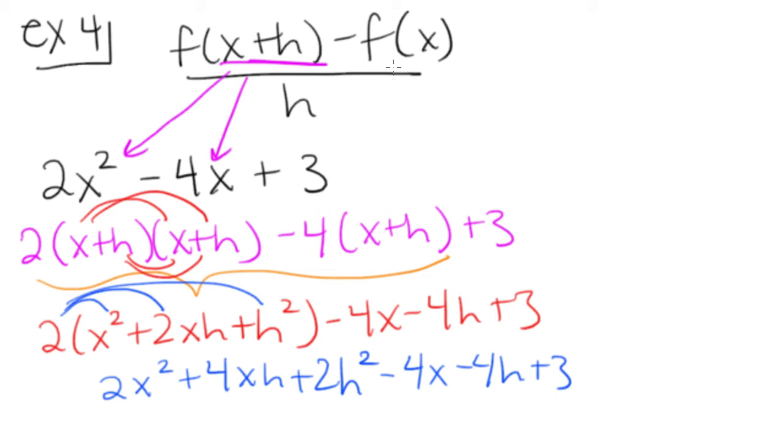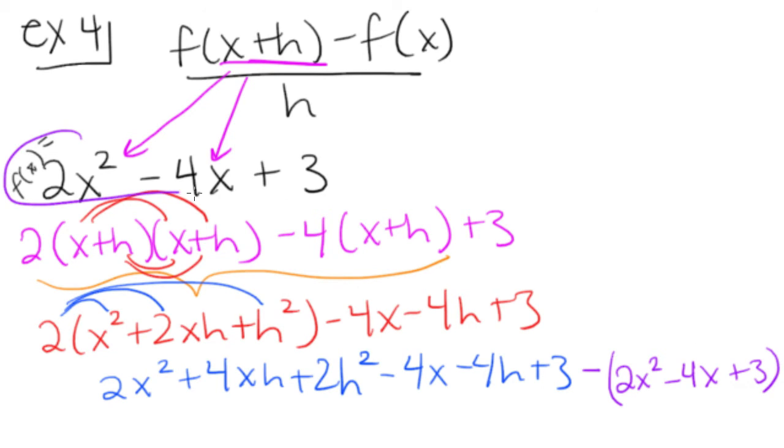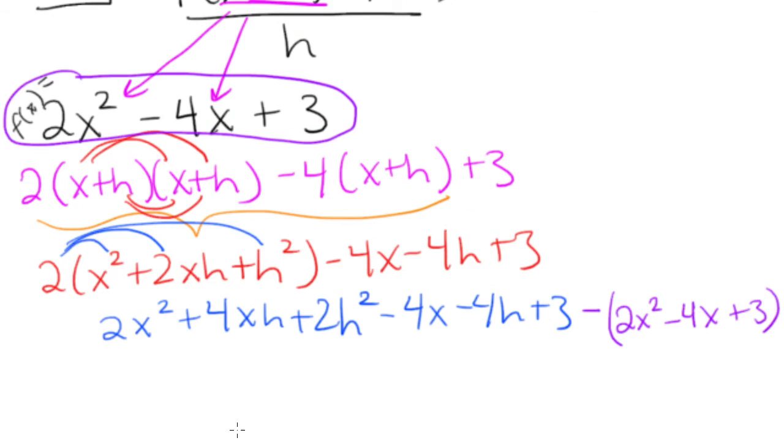Now we're going to subtract f of x from that, and we're given that this is f of x. Actually, I did not write f of x equals right there, but I should have. My bad. That was my fault. So now we're going to subtract f of x from that. So minus f of x is 2x squared minus 4x plus 3. Right? This whole thing is f of x. So now we're going to see if we can simplify this out even more.